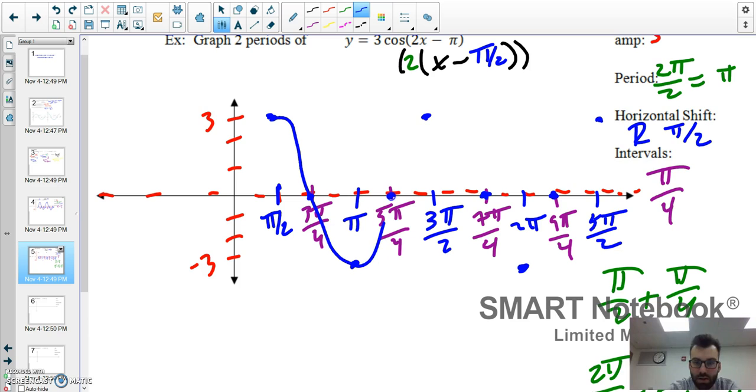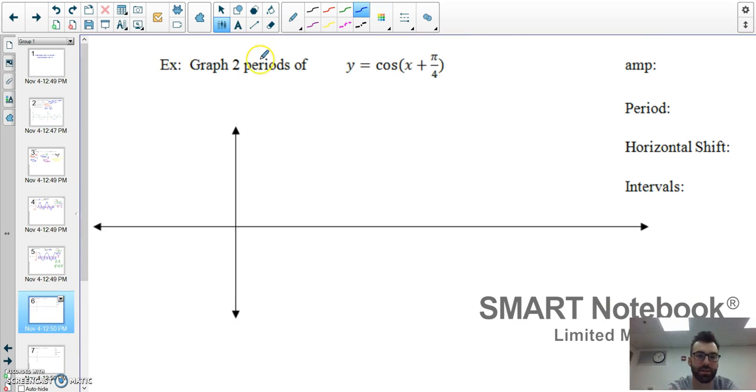Boom, connect your dots. Oh, that's brutal. I just can't have that. Make the dots bigger if they don't connect, or you know that trick. All right, there you go. There's 2 periods of cosine. For the sake of time, we're just going to go one period on this one.